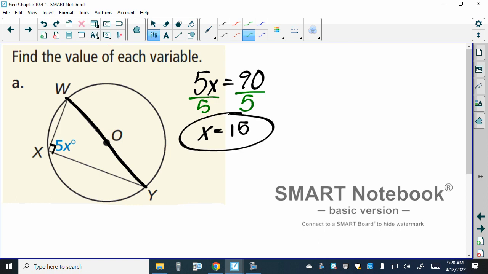And that's it. Any questions on this here? Any questions on how we got the value of x? Or set this up? 18. I don't know how I heard 15. 18. That makes more sense. Any other questions on this here?